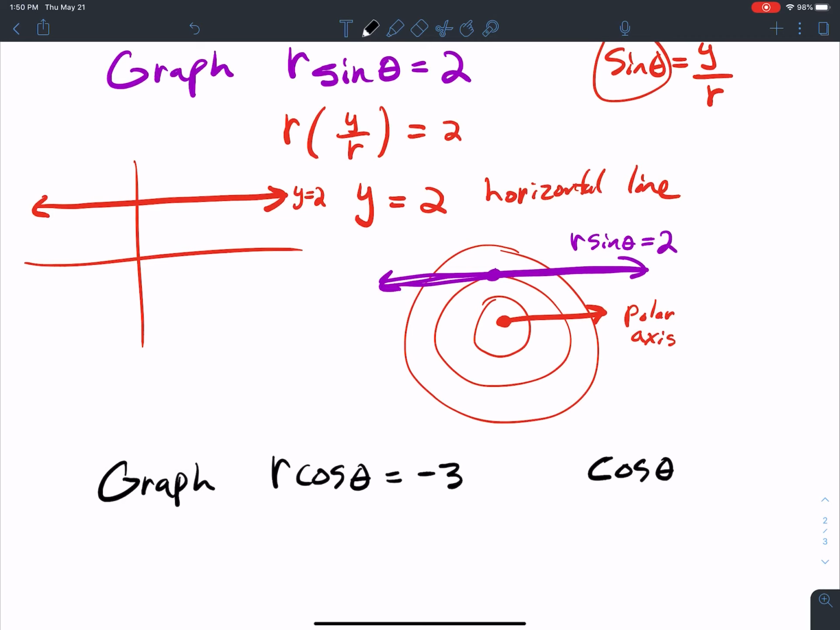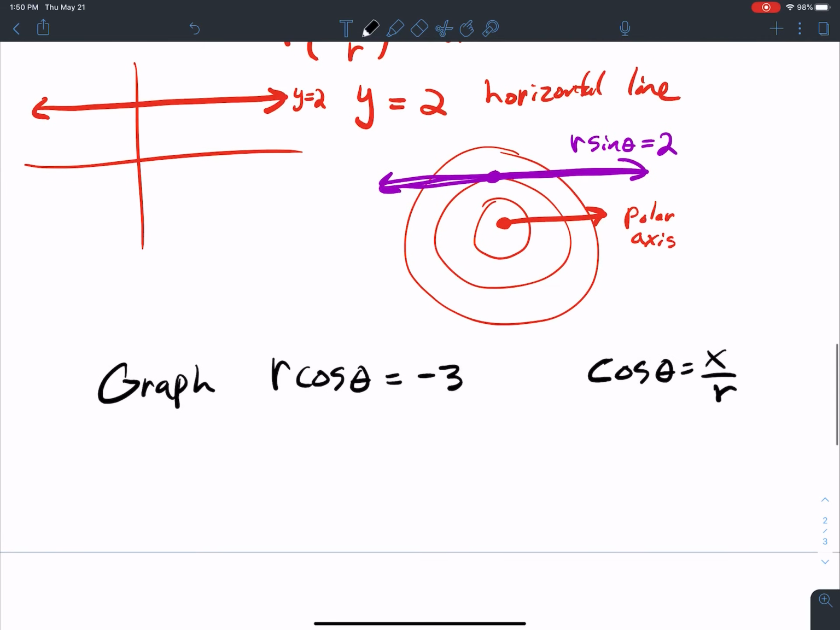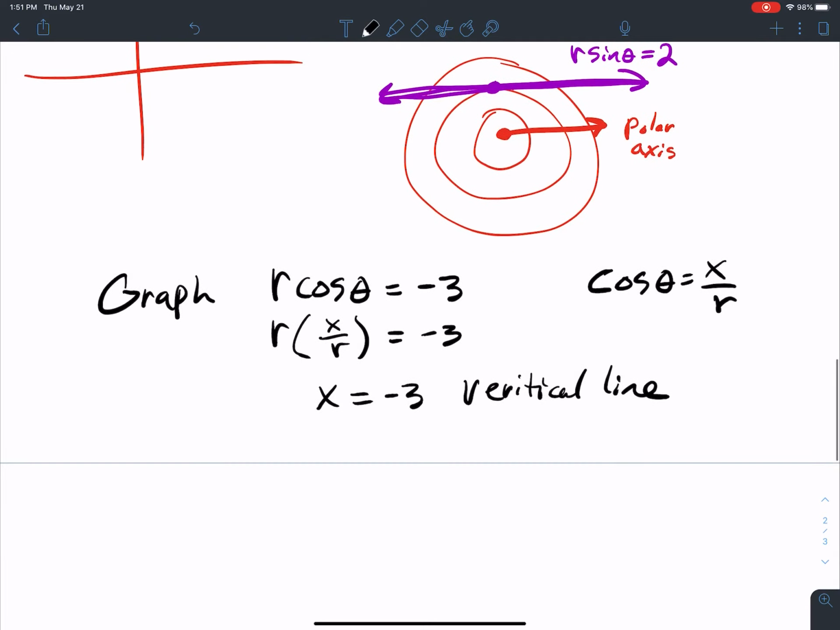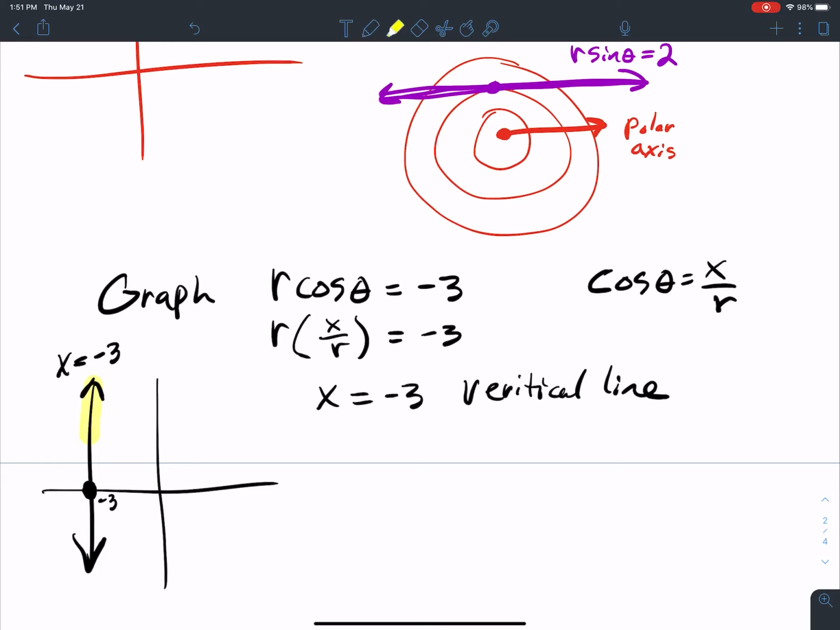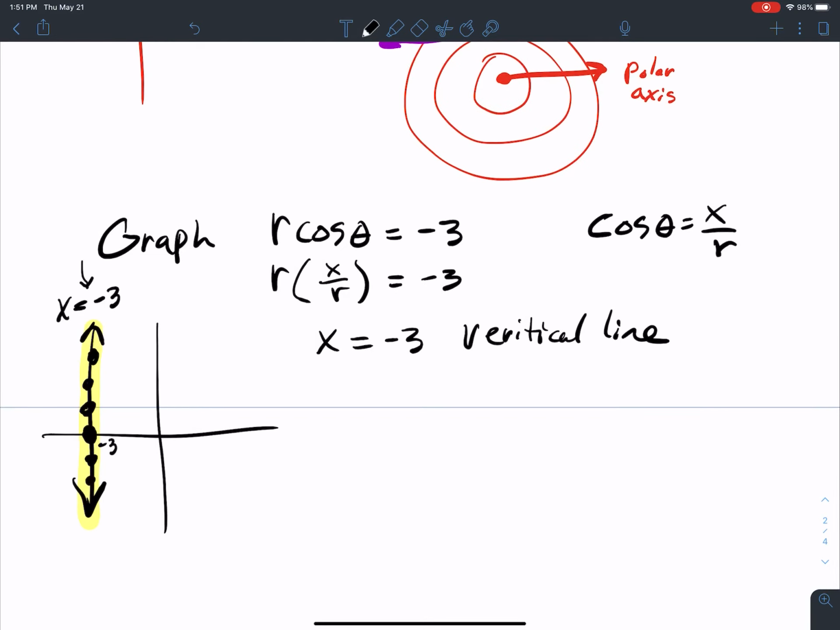Well, the cosine of theta is x over r. So that tells me that I replace cosine theta with x over r. And what do I get? Well, I get x equals -3. This is a vertical line, x equal to -3. We cross through at -3 here. This is saying no matter what y equals, I could have a y equal to 1, 2, 3, 4, -1, -2, whatever. X will always be -3. That's that vertical line, x equals -3.